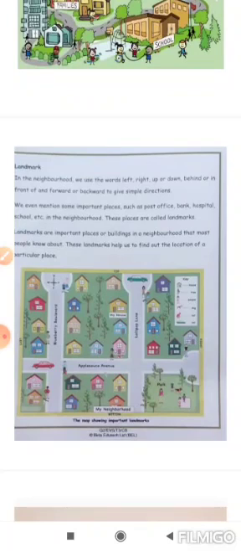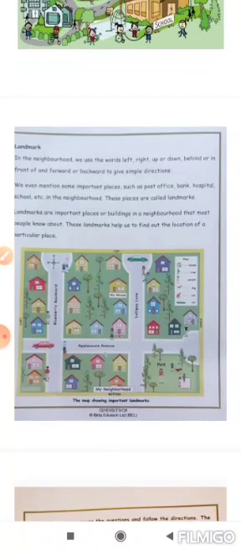Next is, landmarks are important places or the buildings in a neighborhood that most people know about. These landmarks help us to find out the location of a particular place. We already discussed the landmarks. Landmarks are actually the important places and the buildings in our locality, in our neighborhood, that most of the people are aware of. Is it clear, students? In order to make it easy for them to reach us, we give a landmark so that they reach us very easily. Is it clear, students?